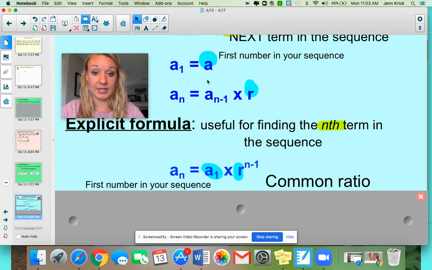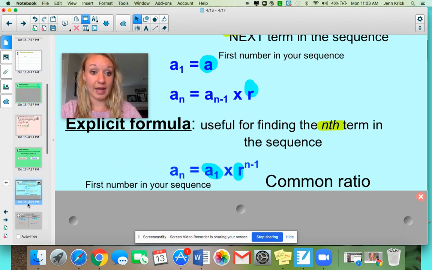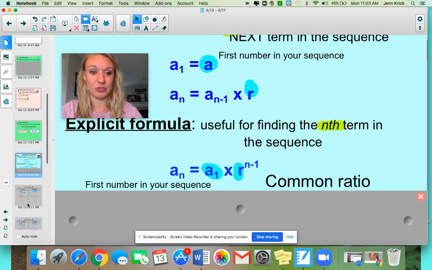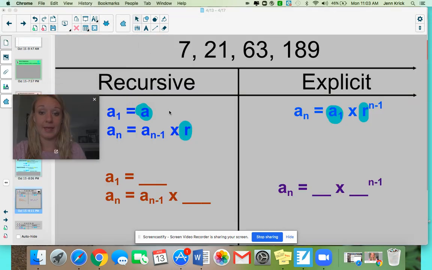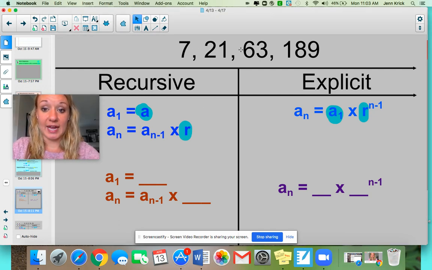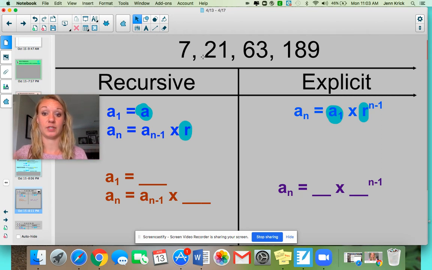So here's what you need to copy down. Make sure you have everything in blue. We're going to practice doing this together, and I would copy down these examples too so you have them, especially for your homework. Okay, so here we go. Here's the sequence that I see. First of all, ask yourself, what is the common ratio? What are we multiplying by? And hopefully you see, well, 7 to 21, we multiply by 3. And 21 times 3 gets us to 63. So I know that my common ratio is going to be 3.